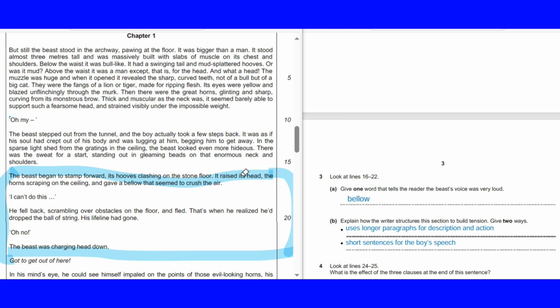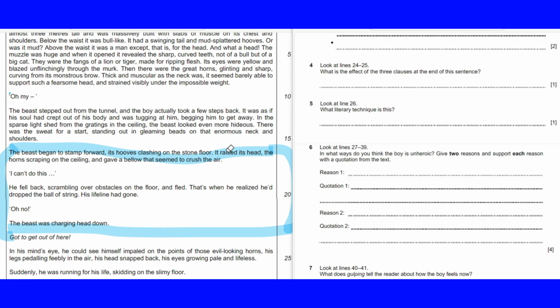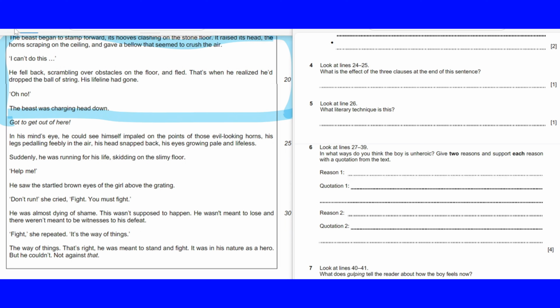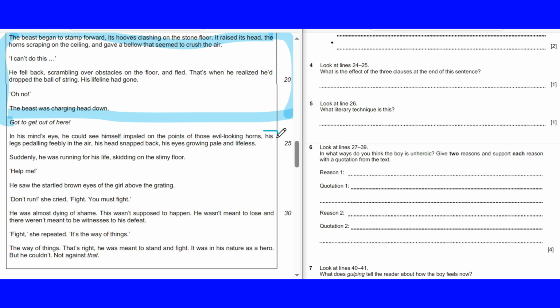Let's move on to question 4. Question 4, look at lines 24 till 25. 24 till 25 will be from here to here only. What is the effect of the three clauses at the end of this sentence? 10 seconds. So these are three clauses. 1, 2, 3.